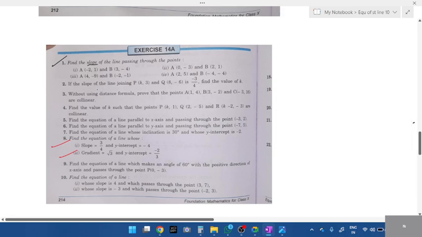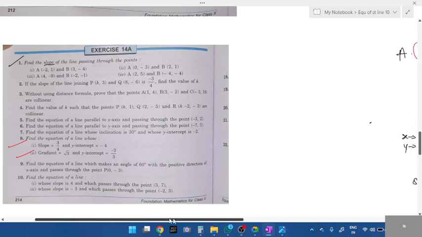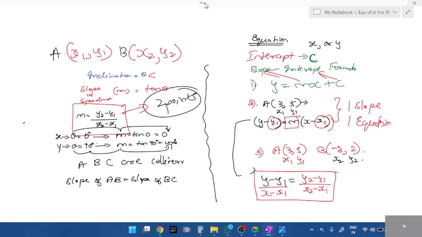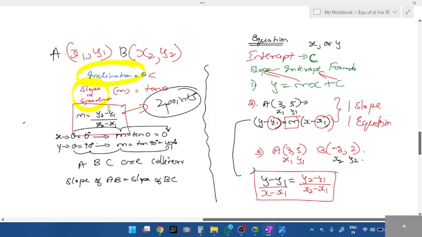Next, tell me the keywords. I'll tell you what the keywords are, students. In this entire formula, I'll mark all the keywords in yellow. Inclination is a keyword. Slope, gradient, those are keywords. Always target these words. Next, intercept. Look out for intercept. When intercept is given, there's only one formula: y is equal to mx plus c. Other than that, 1 point and 2 point formulas.